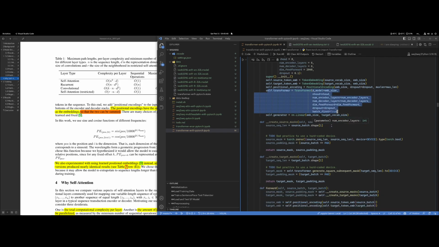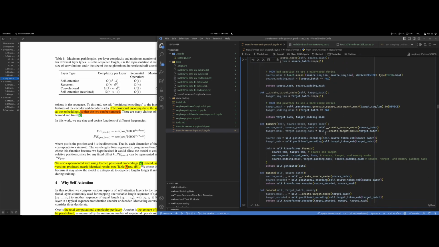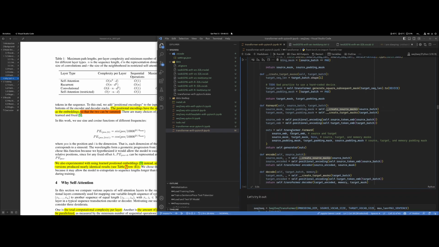What you probably need to look at most is this part here. You can see that what I'm doing is taking a source batch that's essentially multiple statements in a source language, and then taking a target that's essentially what I'm trying to train my model on, and then I am creating. So we need to talk about this create source mask a little bit, but at the end of the day, what I'm doing here is after I do the token embedding.